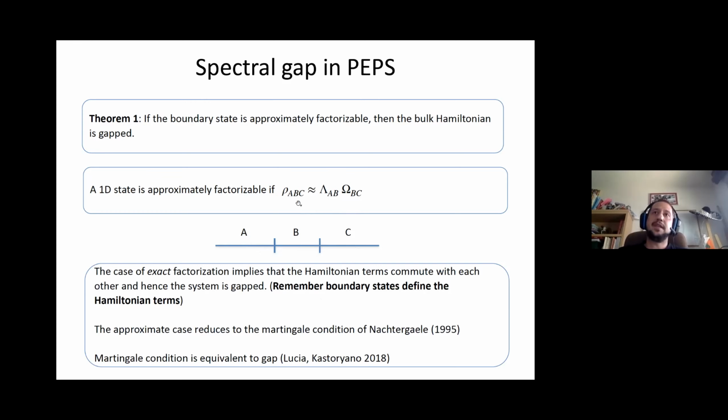Moreover, this approximate case reduces to the Martingale condition of Brun-Lafter-Gaelle in 1995, which is so far the condition that shows that a Hamiltonian is gapped. And indeed, this was proven rigorously by Angelo Lucci and Michael Castroiano, showing that the Martingale condition is equivalent to gap. So essentially, this condition is, roughly speaking, equivalent to gap.